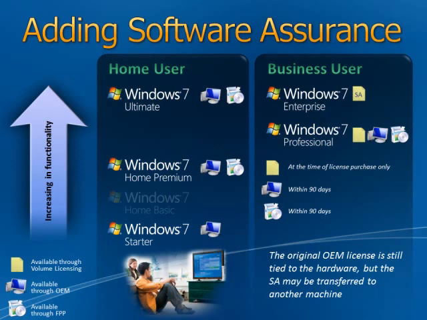If they've purchased through OEM or full package product, they do have a 90-day window of opportunity in which to purchase the software assurance. Do bear in mind with the OEM licensing, adding software assurance may give you extra rights, but that original underlying OEM license is still tied to the hardware that it was installed on. But the software assurance itself may be transferred to another machine if required.